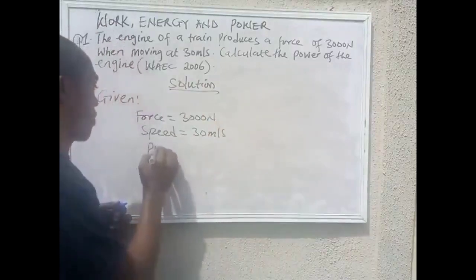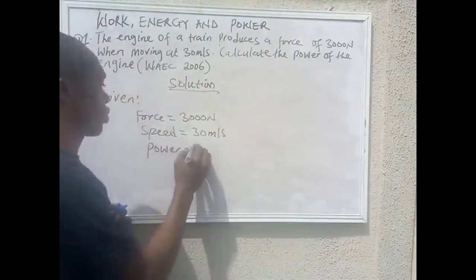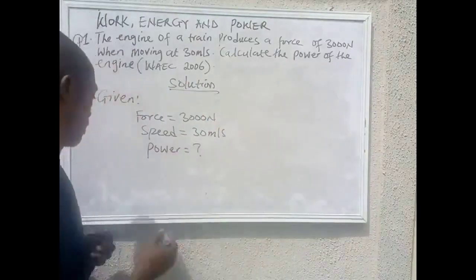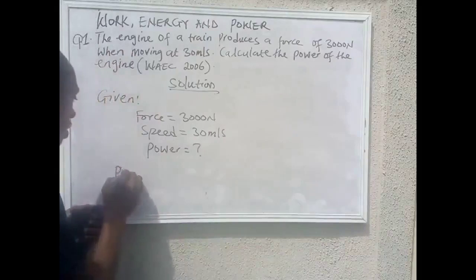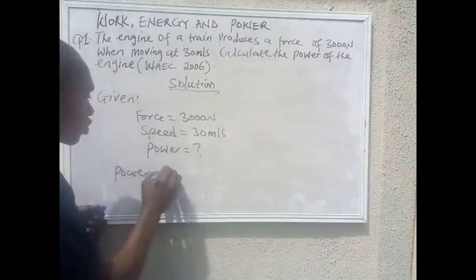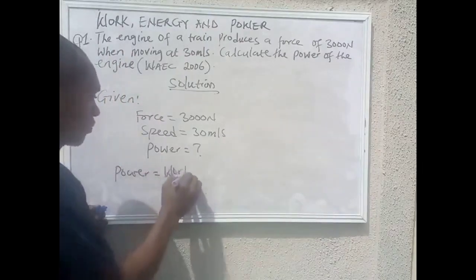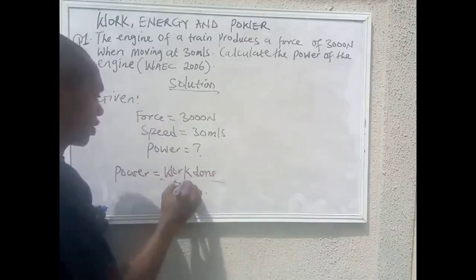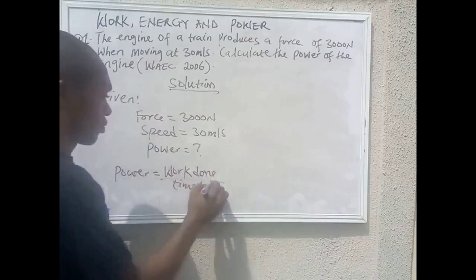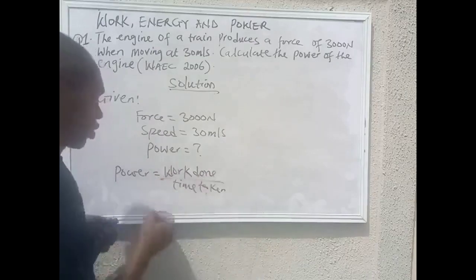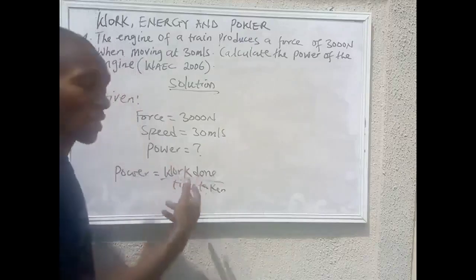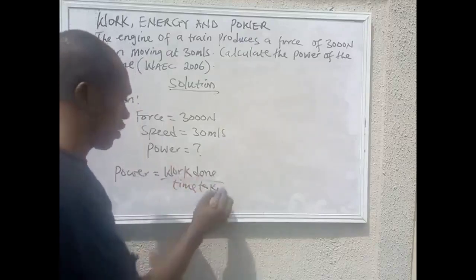Now, power is question mark. Now, power is given as work done over time taken, because power is the rate of work done. So the formula is work done over time taken.